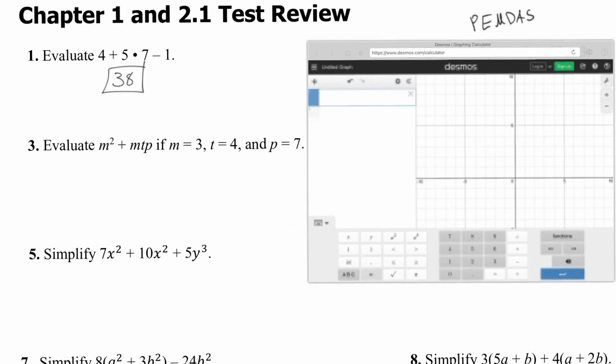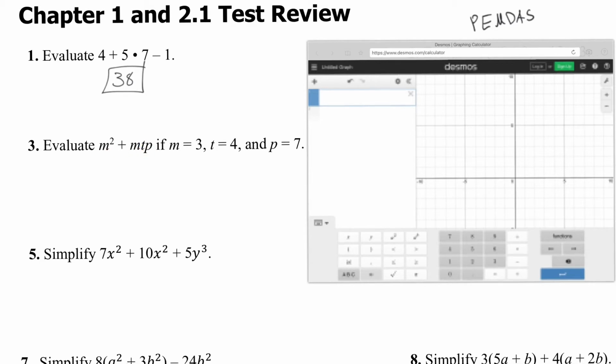Number 3, you guys have to evaluate. Now this one is a little bit different because they give you guys variables and they give us the values of m, the variable t, and p. So we know that, let me just show you guys, m equals 3. T as in Tom equals 4, and P equals 7. The expression has m squared plus m times T times P.